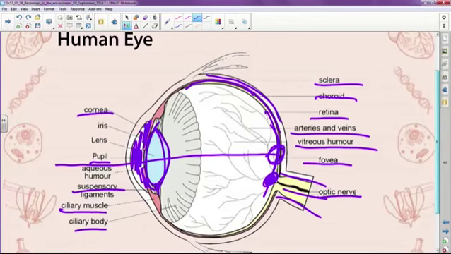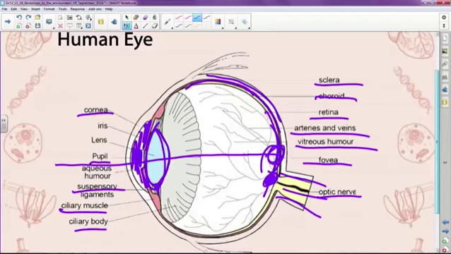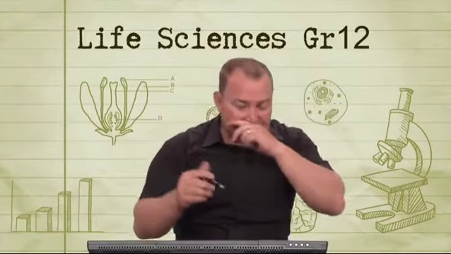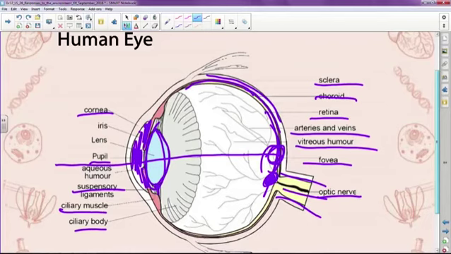If you have a look at your lens, the thicker the lens, the more light bends. If light bends, it means it's going to be put into focus here. So if light comes in, it actually comes in at this angle. It first gets to the aqueous humor, and at the aqueous humor it bends a bit. So you'll see it bends a bit. Then it goes through the pupil.